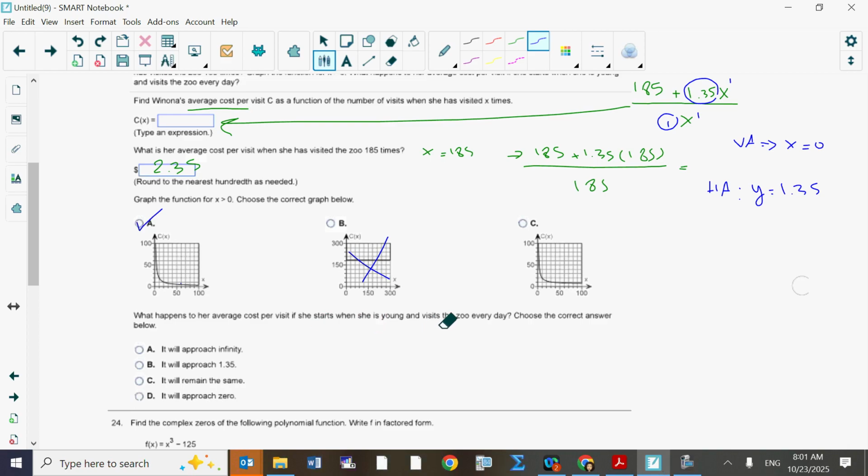Now it's asking what happens to her average cost per visit if she starts when she's young and visits the zoo every day. That means the number of visits is getting bigger and bigger. When the x value is growing, the value of the function gets closer and closer to the asymptote, which was 1.35. So this is the answer.